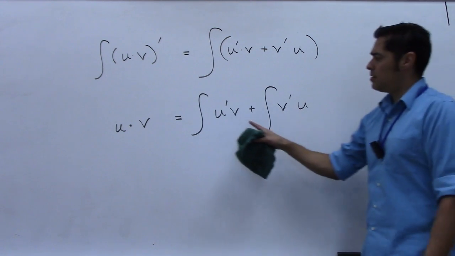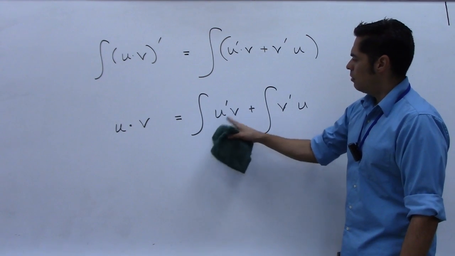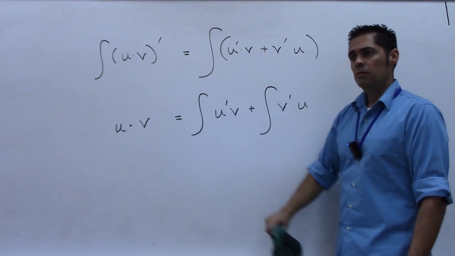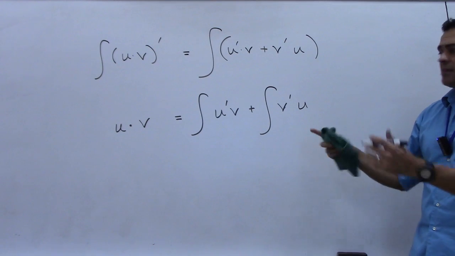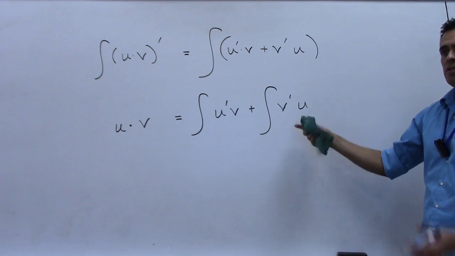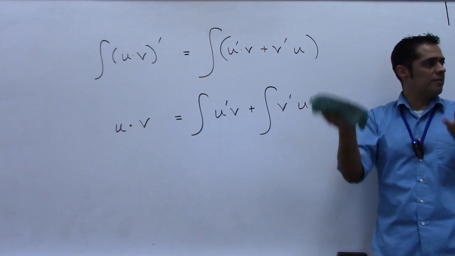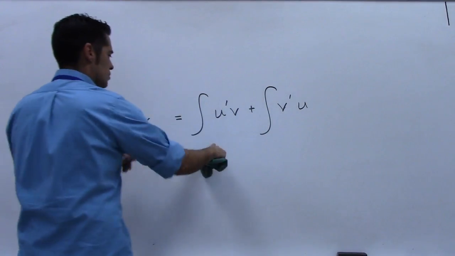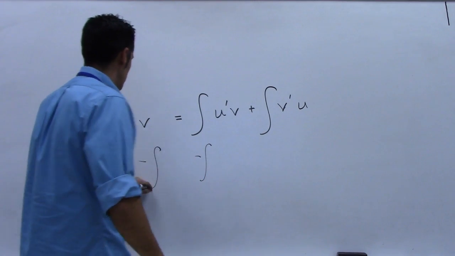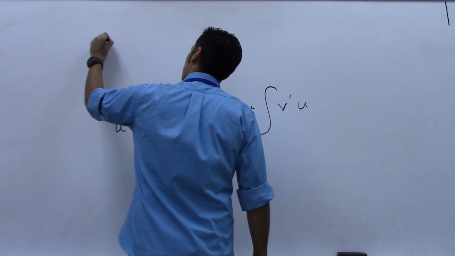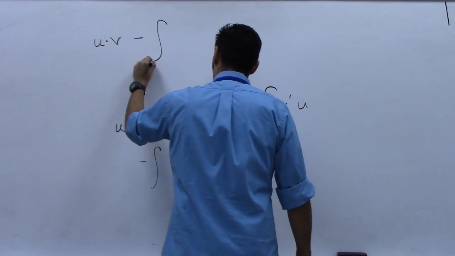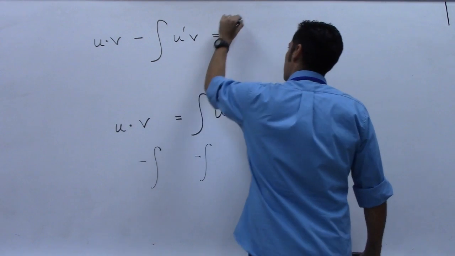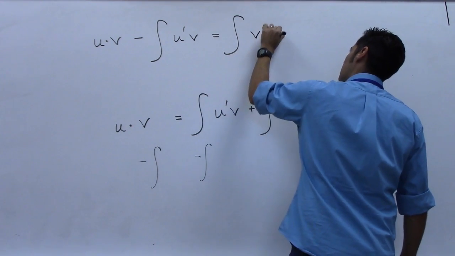All right, so the next thing I'm going to do is I'm going to take this right here and move this whole integral to the other side. So subtract the whole integral on both sides and leave this integral here, right? This is just like using equality. You can always subtract something from both sides or add something from both sides. So if I move this one over, subtract this integral over here, subtract it over here, you get u times v minus the integral of u prime v equals the integral of v prime u.